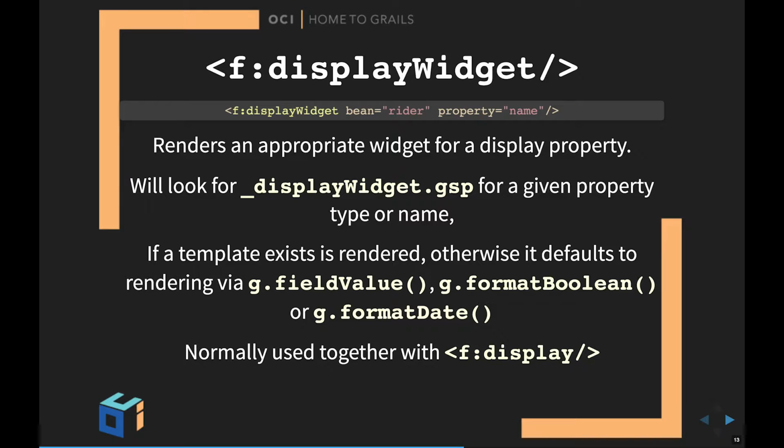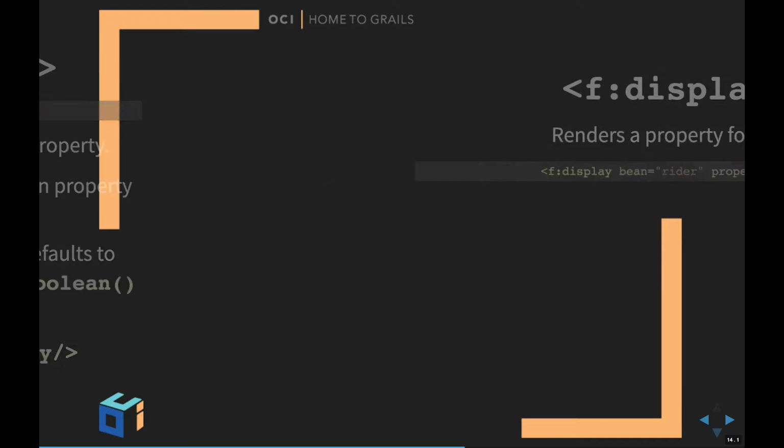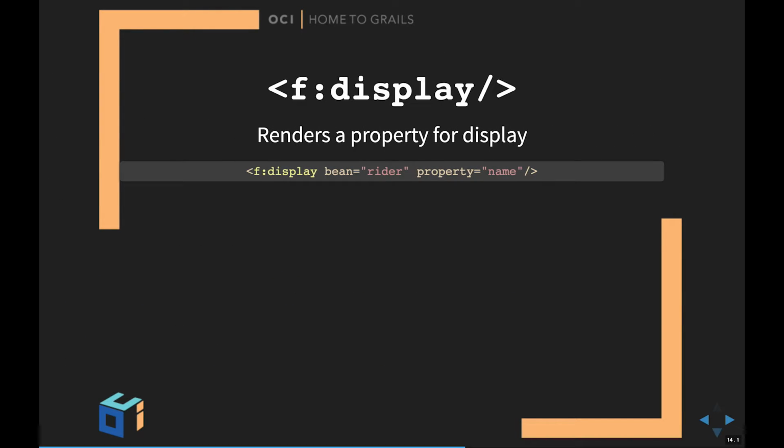So we normally use display widget together with fDisplay, but there could be times that you just need to display a field value in another context, in a text where you want to format it, but you want to make sure that it's formatted the same way as it is everywhere else. And that's kind of the key of the fields plugin, that values will be formatted the same no matter where they appear in your application.